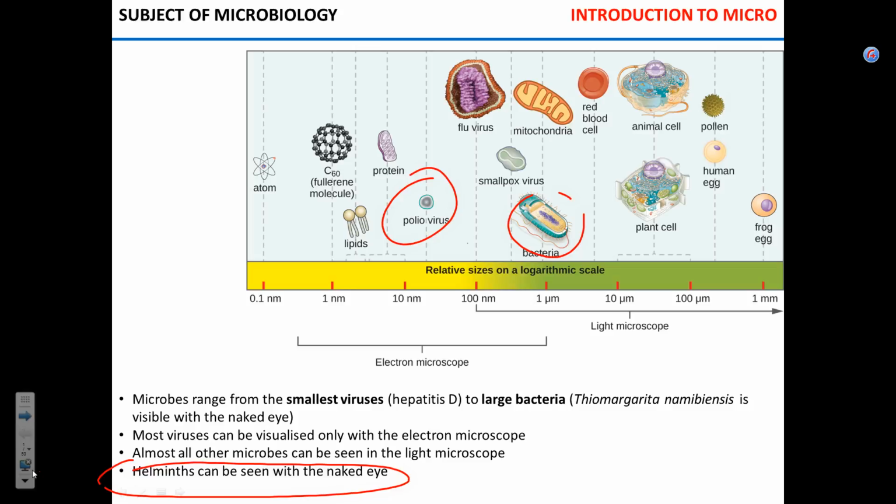Generally speaking, microbes can be seen with a light microscope, like the ones that are in the cabinets there. Some of the microbes, not so much. Most of the viruses cannot be seen with a light microscope. And again, as Mackenzie said, they cannot be seen with the naked eye, but helminths can be. So it's a little bit of an exception.